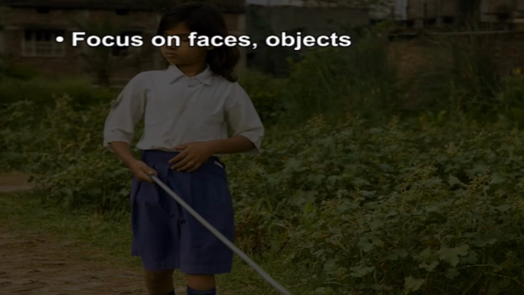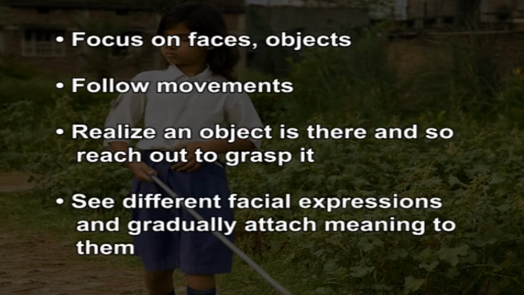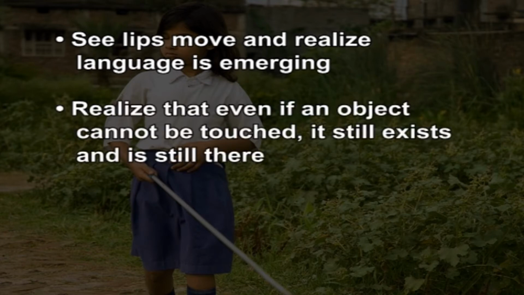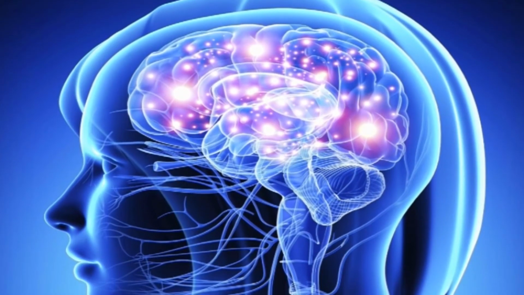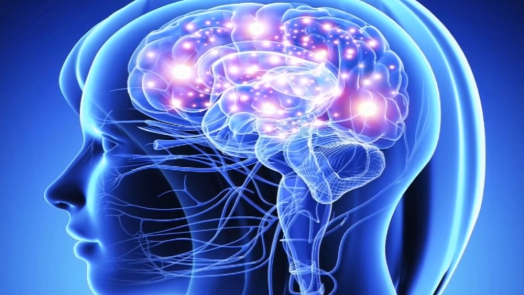Focus on faces and objects, follow movements, realize an object is there and so reach out to grasp it, see different facial expressions and gradually attach meaning to them, see lips move and realize language is emerging, realize that even if an object cannot be touched, it still exists and is still there. Copy movements. The importance of sensory stimulation at a young age for the development of the brain is well known.